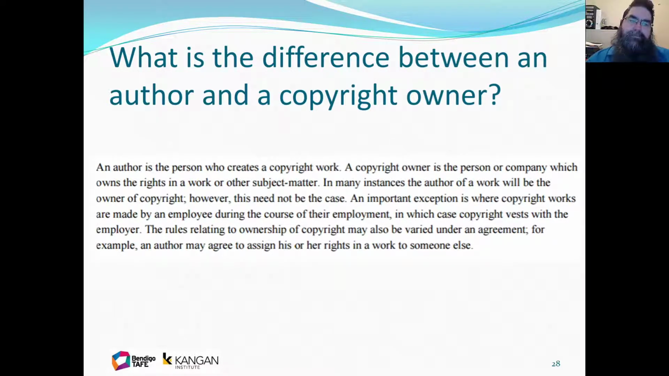What's the difference between an author and a copyright owner? Well, the author is the person that originally created the works. The copyright owner can be a person or a company which owns the rights to the work in question. So a lot of employees, for example, under their contracts with their employers, automatically sign over the copyright ownership of any works they create while in their employment contract. So just be aware of that.